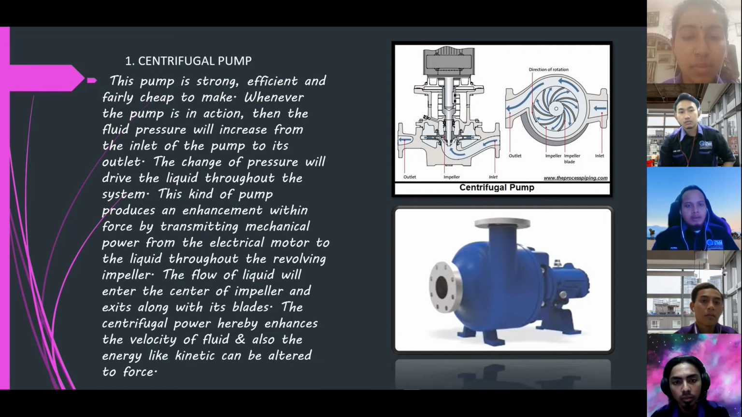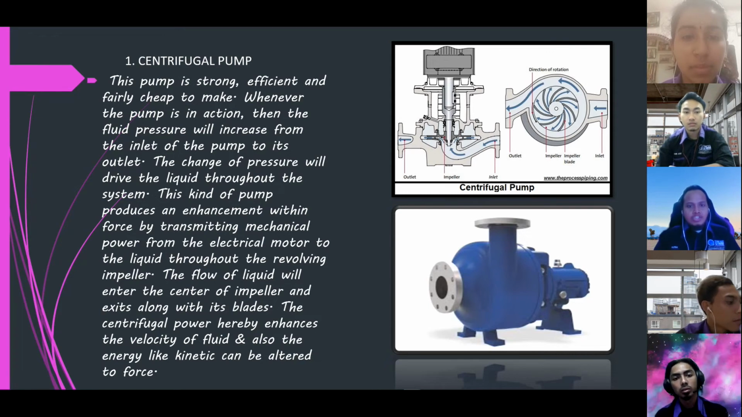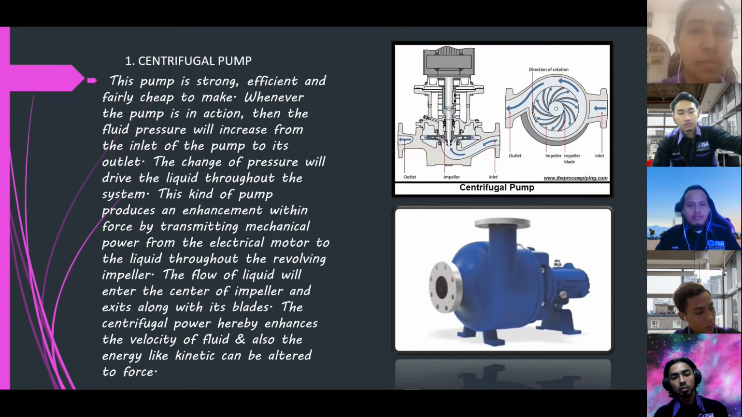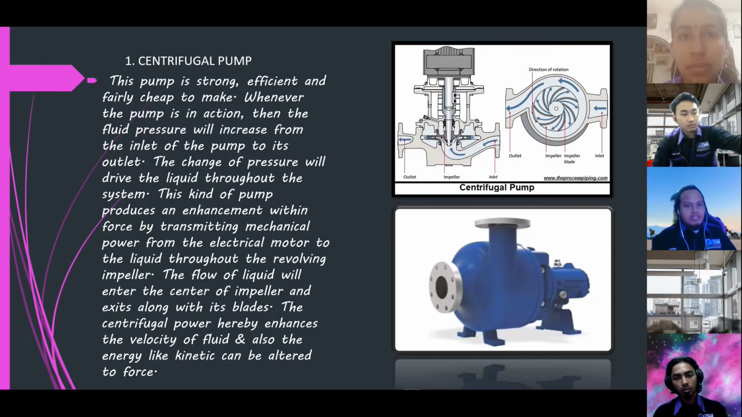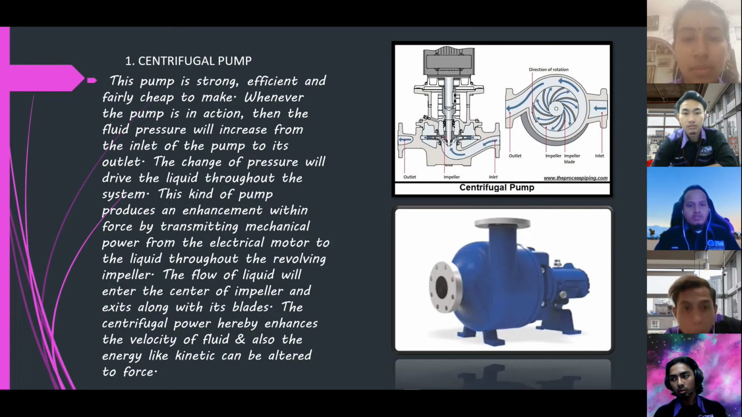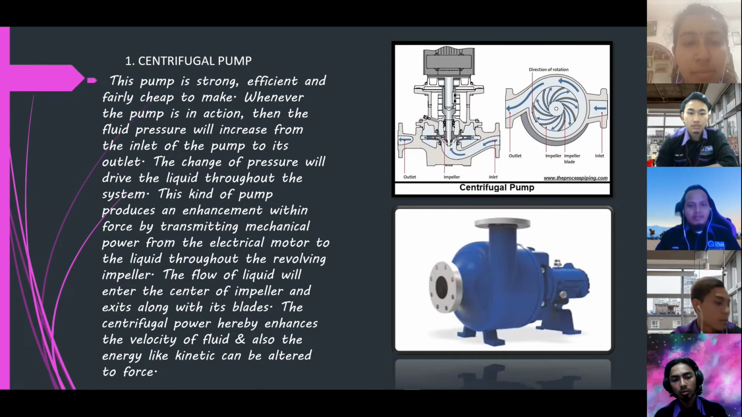For the centrifugal pump, this pump is strong, efficient, and fairly cheap to make. Whenever the pump is in action, the fluid pressure will increase from the inlet of the pump to its outlet. The change of pressure will drive the fluid throughout the system. This kind of pump produces an enhancement which is forced by mechanical power transmitted from the electrical motor to the liquid through the revolving impeller.